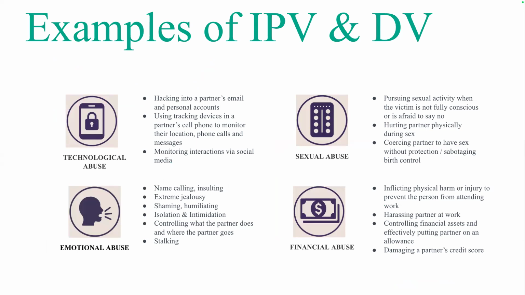Both intimate partner violence and domestic violence can take many different forms. Here are 4 common types: technological, emotional, sexual, and financial abuse. Each form of abuse is serious and can have lasting effects. Recognizing these behaviors is the first step toward making sure patients get the help they need. Pause the video to read more about each one in detail.